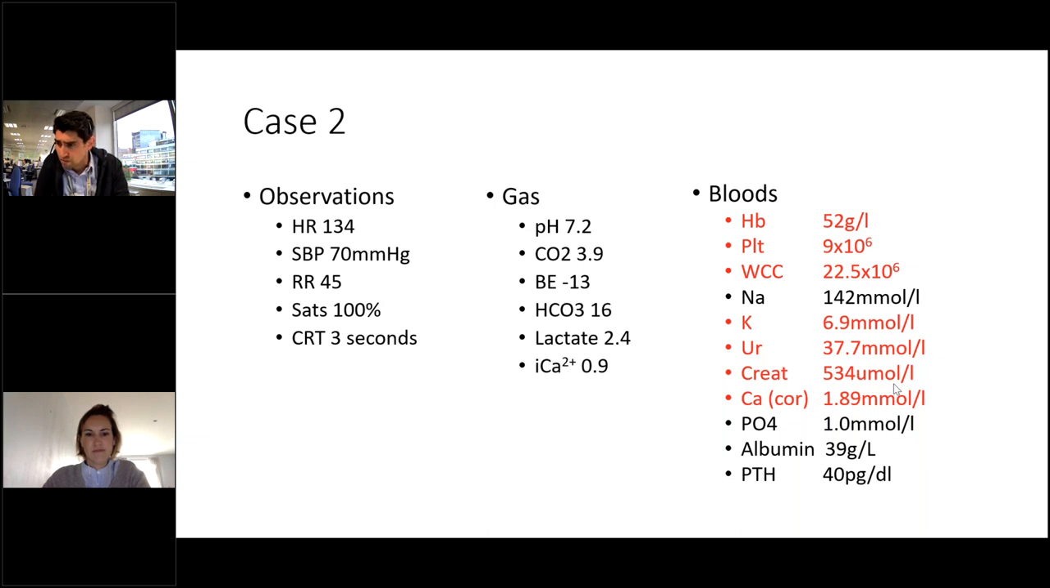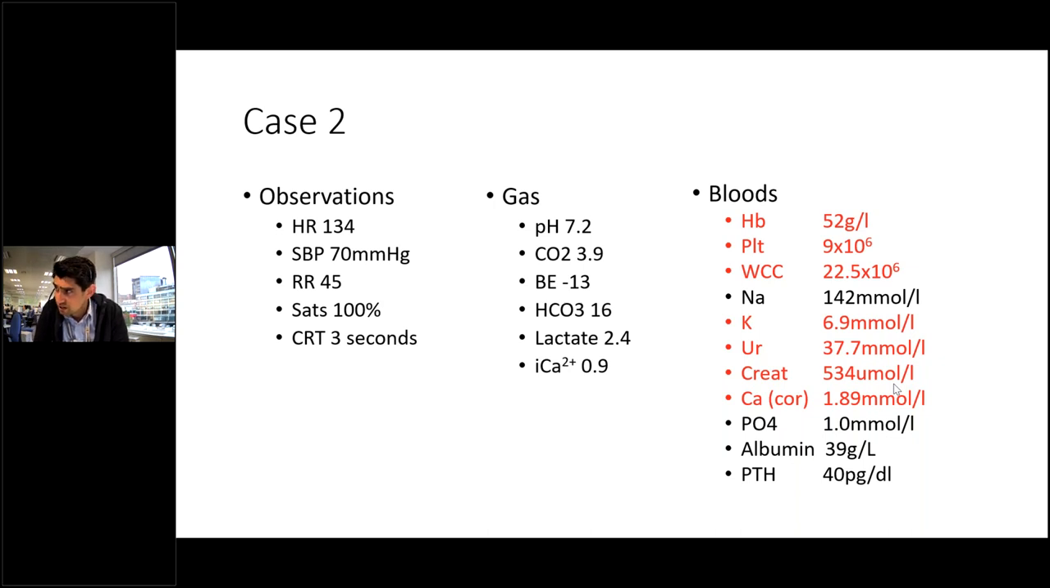The next question is, are we going to give them a bolus? Who would give this child a 10 mil per kilo bolus? I would, but will also consider giving blood. So you could give blood or a bolus. Is anyone concerned about giving a blood transfusion to a patient with potassium 6.9? Yes, there's concerns. So yeah, potassium first.